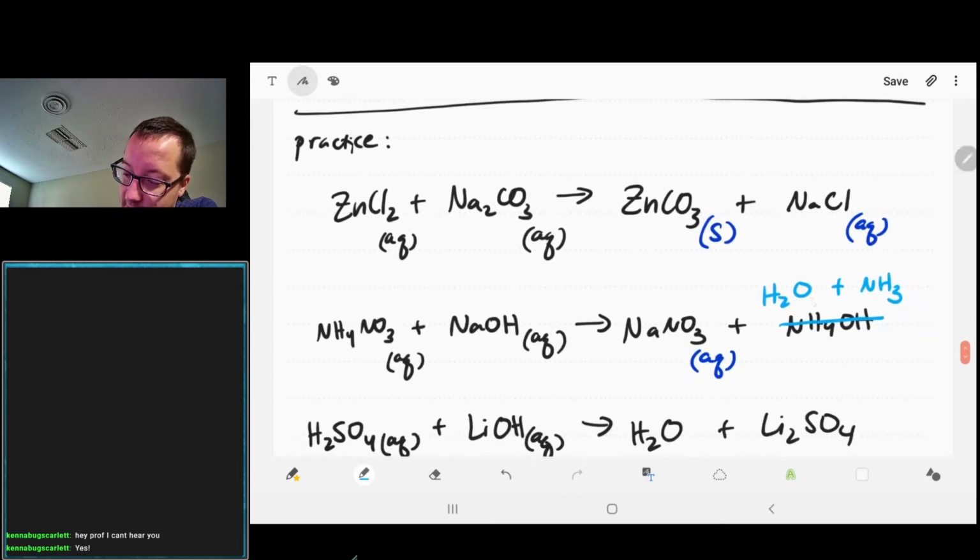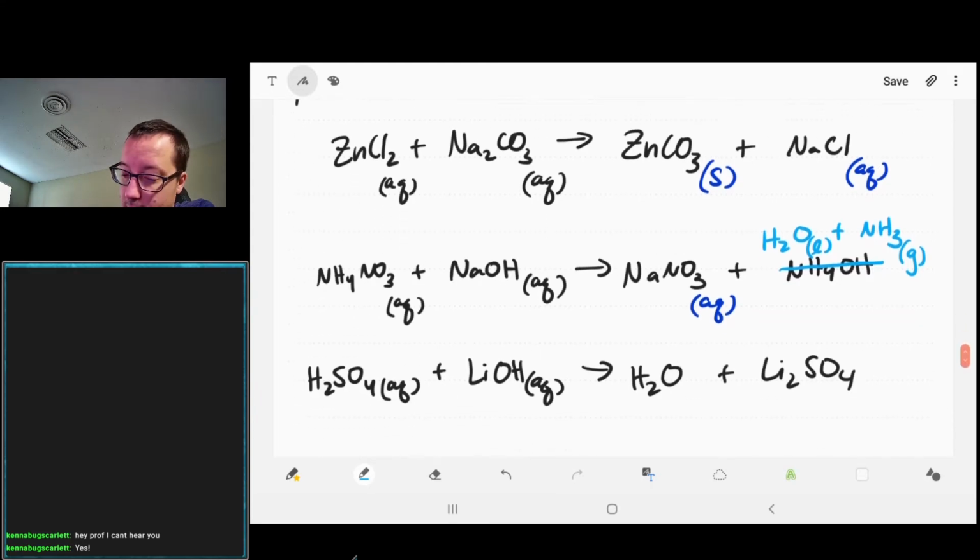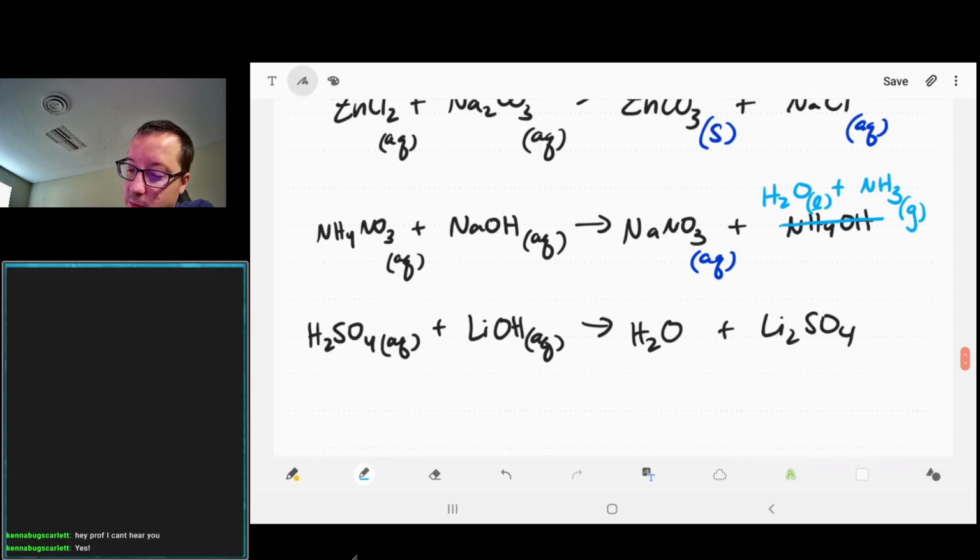And if that's the case, the water will be liquid and the ammonia will be gas. So we don't actually write NH4OH, we will write the water and the ammonia. All right, last one. Hopefully we remember water should be liquid.